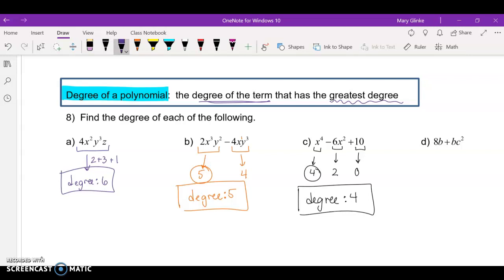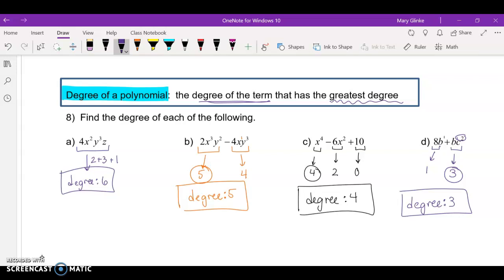And then for part D, one more problem. There are 2 separate terms, so I analyze those separately. The first one has one variable, it's b to the first power. The next one, b to the first and c to the second, I can take and add, and there's 3 different variables in that one. So my highest number here is 3. So overall, my degree is 3.